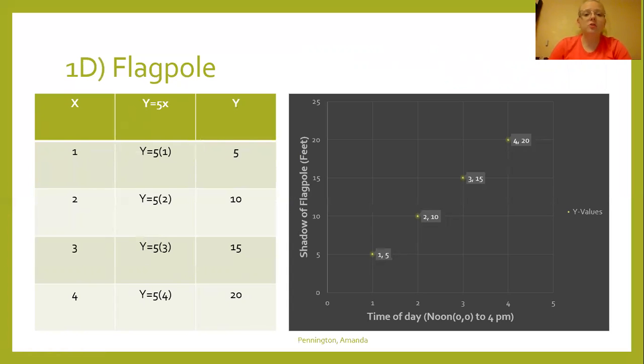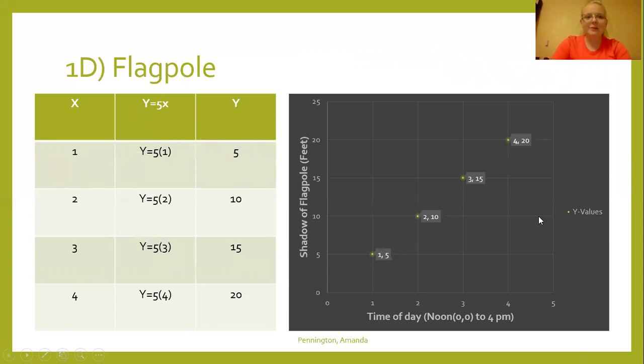So our equation is y equals 5x. So 5 times 1 is 5, 5 times 2 is 10, 5 times 3 is 15, and 5 times 4 equals 20. That means at 4 p.m. it was 20 feet high for the shadow, for the length. So you can see the coordinates right here. That's put on here, and they're slowly going up.